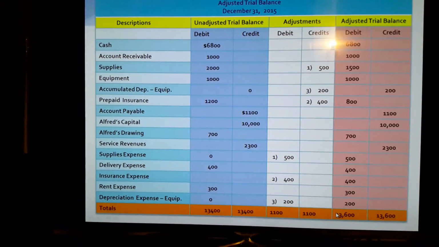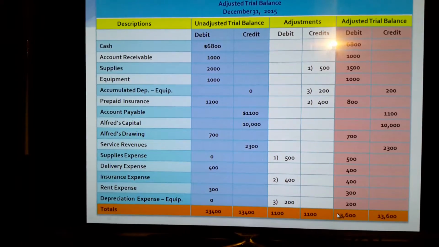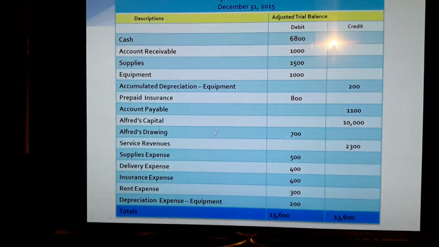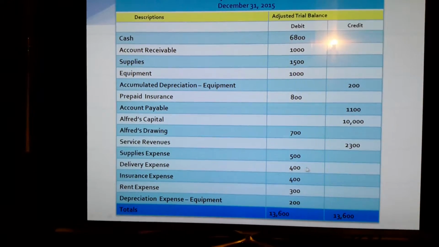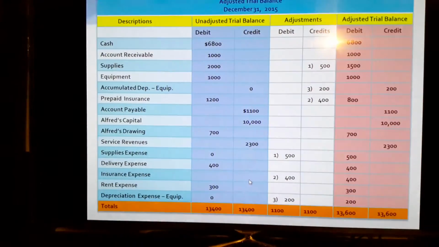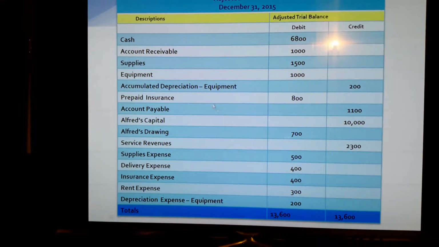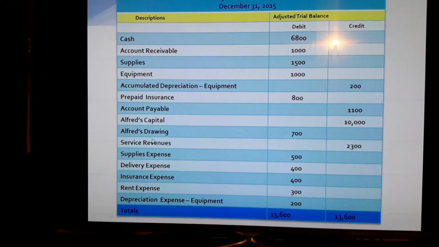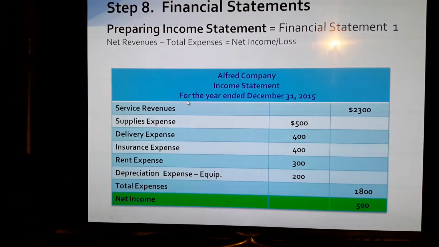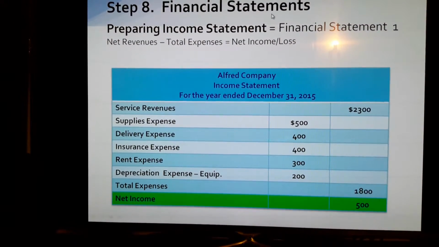So just look at these figures, and this is our totals down here. So now look at our adjusted trial balance. This is our adjusted trial balance, which is the same figure as what you see here, 13,600. So it's 13,600 here. This is our adjusted trial balance. Okay, let's keep going. And now we prepare our statements.